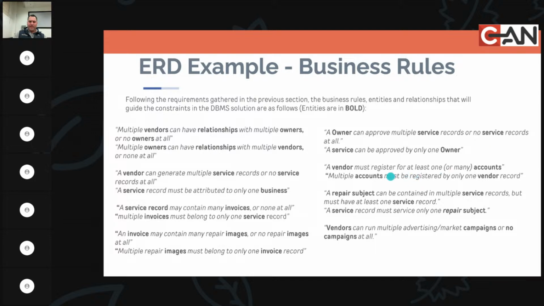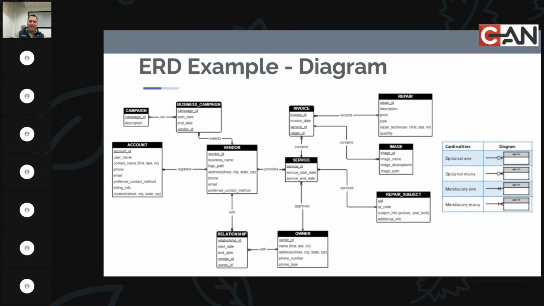We find another good example here. A repair subject can be contained in multiple service records, but must have at least one service record. A service record must service only one repair subject. I gotta remember that. Okay, so we got repair subject here. We've got service over here.